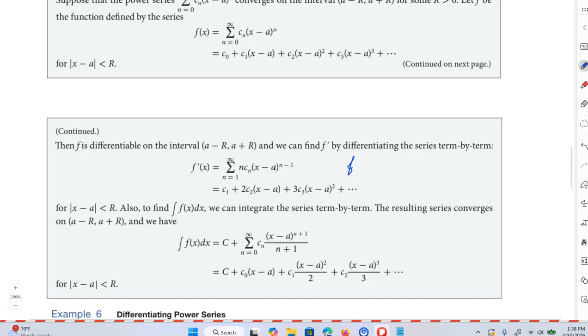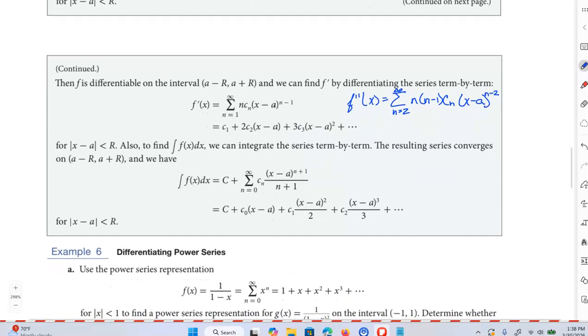So f double prime of x would start at 2 and go to infinity. I would keep the n, I would bring the exponent down, and then I would subtract 1 from the exponent. So my derivative would be the sum from n equals 2 to infinity of n times (n minus 1) times c sub n times (x minus a) raised to the n minus 2. And that's going to work for the absolute value of x minus a less than R.